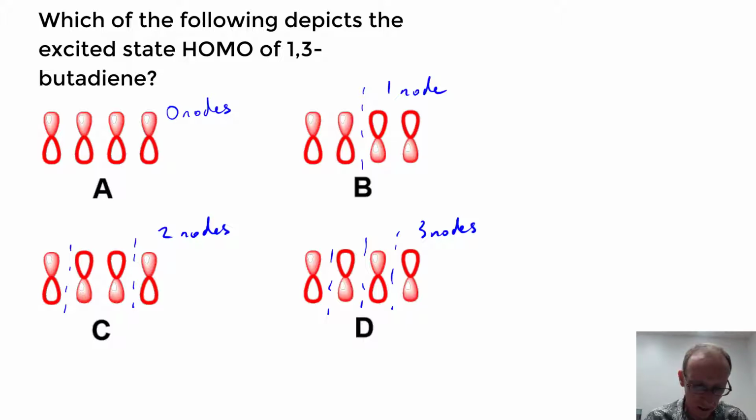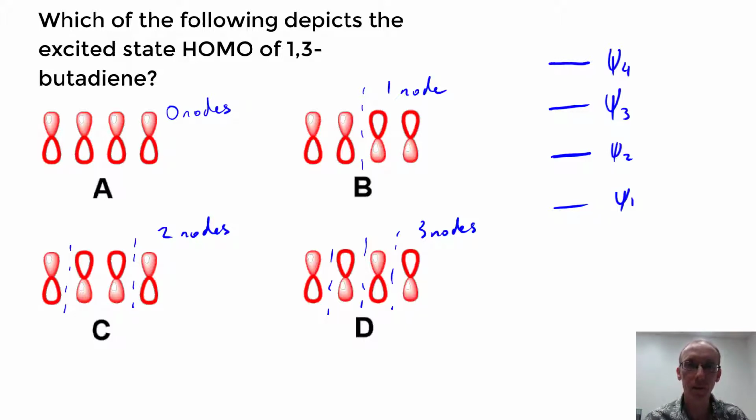So really our energy diagram is going to look like this, and we'd label it psi 1, psi 2, psi 3, and psi 4. And then we note that there's four p orbitals being put into the system. So there's one electron in each p orbital, and so there's four pi electrons in total. So we're going to use 1, 2, 3, 4 to fill the ground state of this molecule.